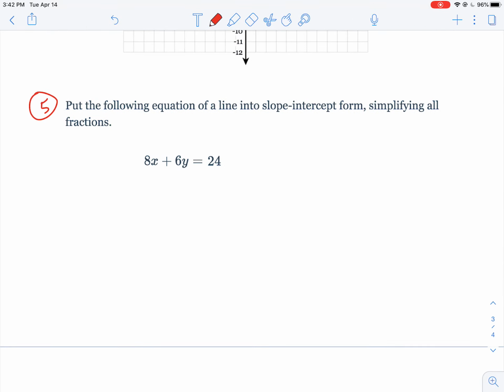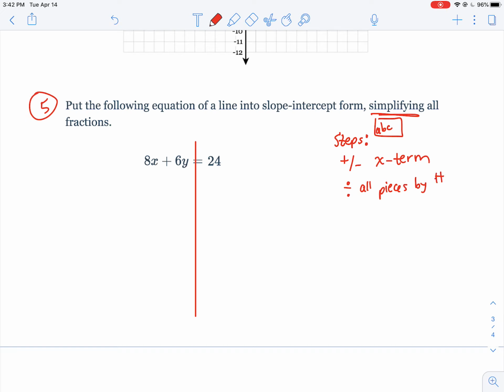All right. Question set number 5. It says put the following equation into slope-intercept form, simplifying all fractions. Remember, use that A, B, C button. Okay, now, slope-intercept form means I need to get the y by itself. So my steps are add or subtract the x term, and then divide all pieces by the number in front of y.